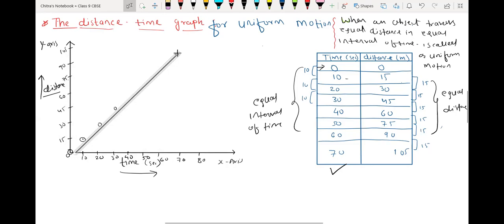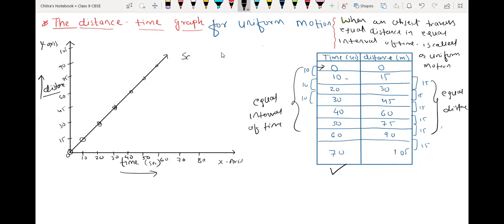It is not coming properly. Let me draw another line. Yes, now. So the line will emerge from here. See, all the points are coming here, then 40 and 60 will be here. So like this, every time we will get the point on the same line. So this is the slope.